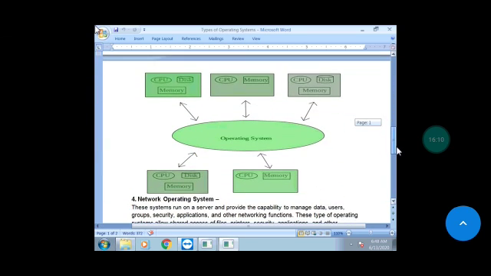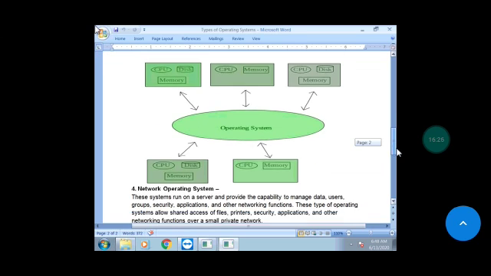Now you can see in the diagram also, your OS, what it is doing, my dear, it is sharing your CPU, disk, memory, even your data. If your hard disk is totally full, my dear, and you want your data to be stored, you can use your server.